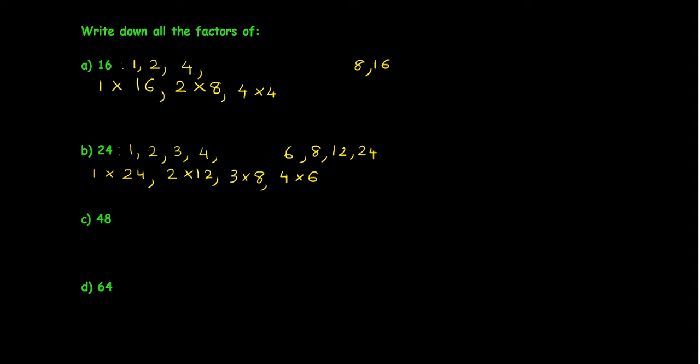So we'll start off 1 times 48. So we've got 1. I'll leave some more space for this one. I anticipate a lot more factors. Even number, so 2 times 24. 3 times 16. 4 plus 8 is 12. 12 comes in the 3 times table. 4 times 12.